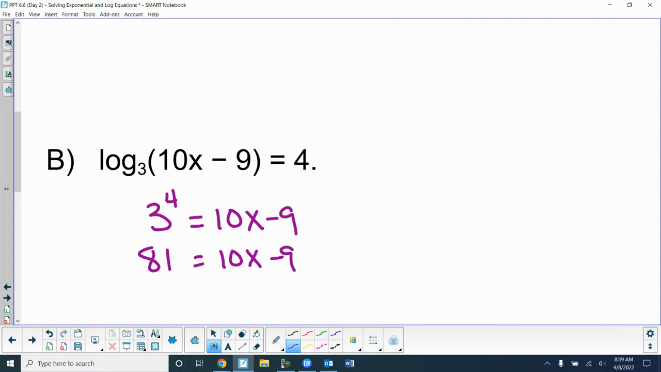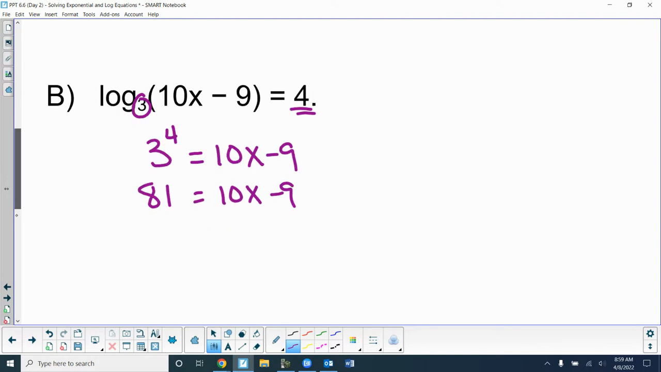Vince, wake up. This is the base, that's the exponent. And then equals whatever's next to the log. Okay? Stuff we did last week. You did good on that quiz. Nothing new. You just forgot that we did that.